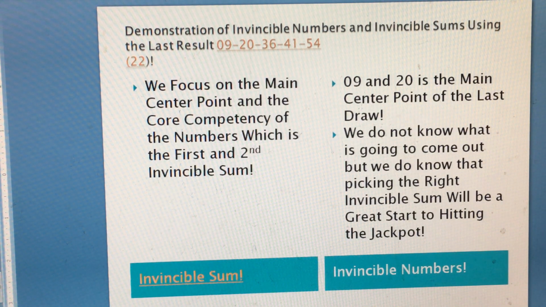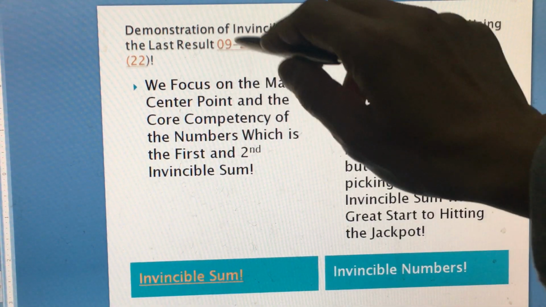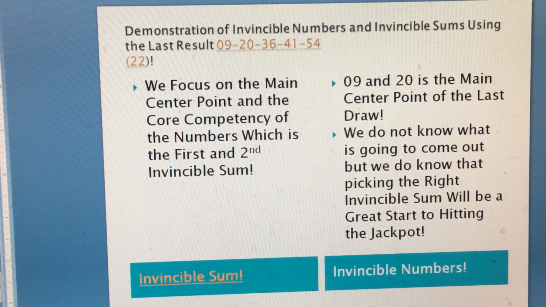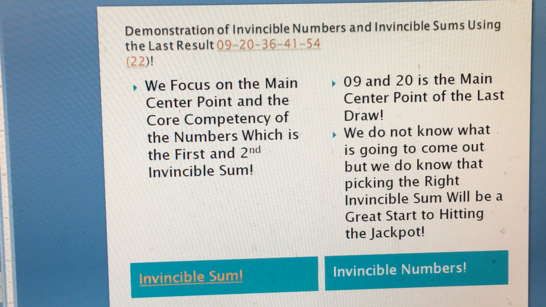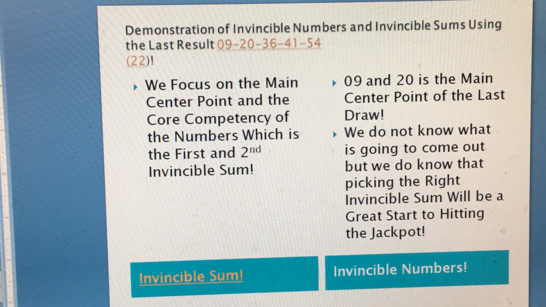Now, we focus on the main center point and the core competency of the numbers, which is the first and second invisible number. That's the key in finding the jackpot combinations. That's the center point of the whole combination. 9 and 20 is the main center point of the last draw. We do not know what is going to come out, but we do know that picking the right invisible sum will be a great start, the start of hitting that goal, the jackpot.